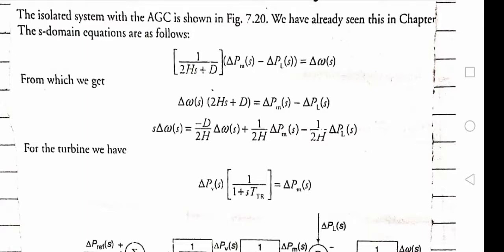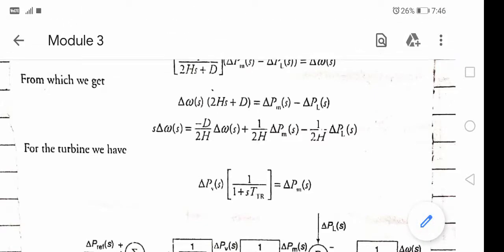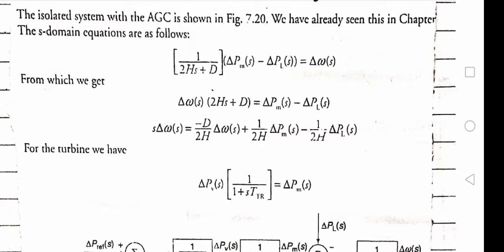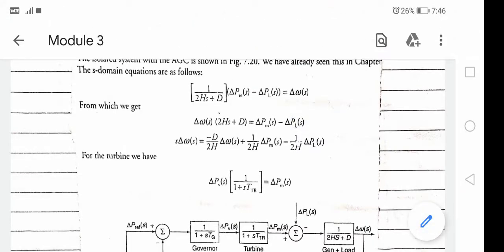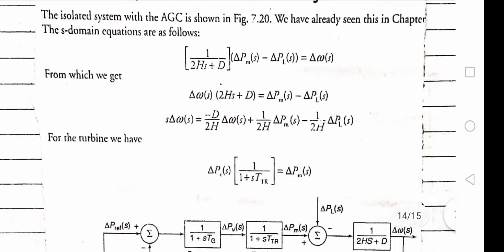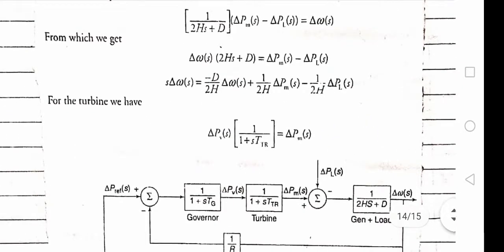Once we have the S domain equation, you need to multiply by S and divide by the 1 divided by 2H term in the equation. So S of delta omega of S is equal to, what it will become, minus D divided by 2 of delta omega of S, with these terms combined together, plus 1 divided by 2H of delta PM of S, then delta PL of S will be multiplied by minus 1 divided by 2H. So this will be equation number 1.